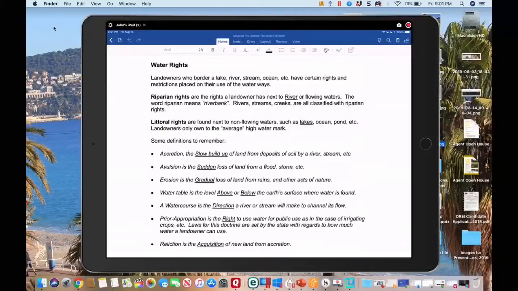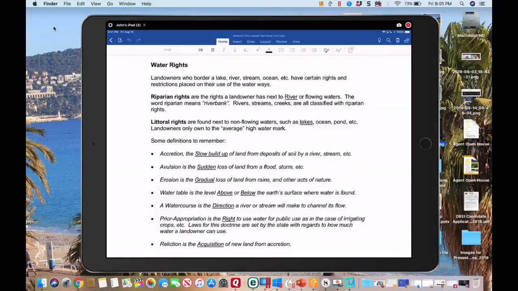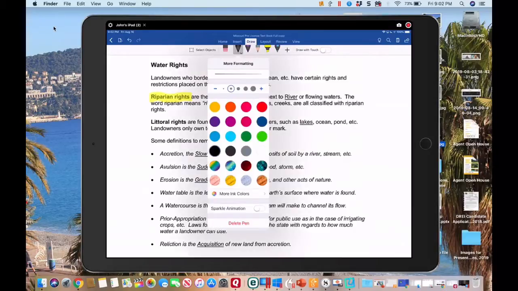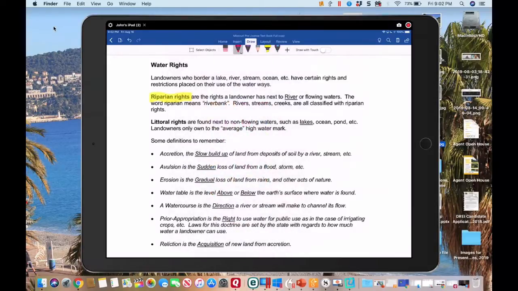All right, let's get going. I've got some quick definitions we want to go through and discuss. The first definition that we really want to look at here is called riparian rights. Riparian rights. Now, I think there's a neat way to remember this.